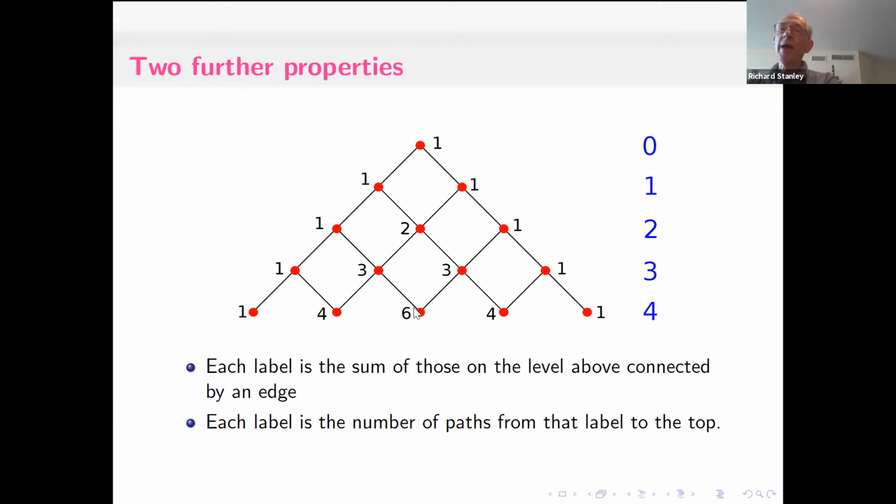Every path from here to the top either goes through this point, and there are 3 saturated chains through here, or this point, 3 through here. So we get the same recurrence. Good for binomial coefficients. This is well known, how they're counted by certain lattice paths.